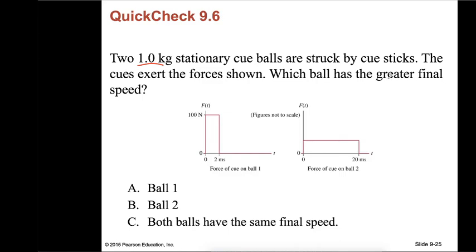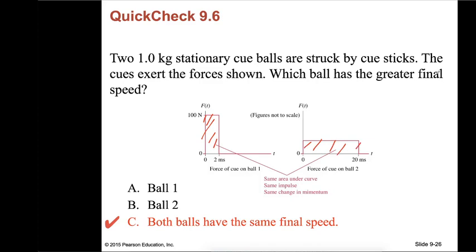Because in the future you will learn, if the mass is the same for the balls, then the ball which gains greater impulse will have the greater final speed. So which impulse is big? The answer is the same. If you calculate the impulse, that's the area under the curve. If you do a calculation, you will see they are the same.